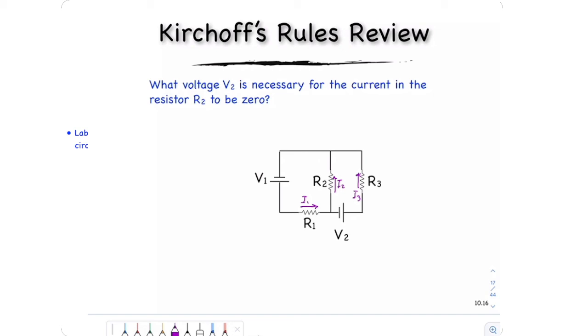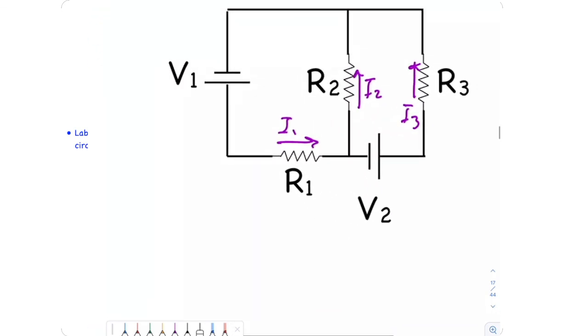So hopefully you have something that looks kind of like this. Don't worry about the direction of the arrows. It doesn't matter. If you drew your directions differently than I did, you'll just get signs that are in the opposite direction for your final answer. One thing I want to encourage you to do is to use some rule for how you label things. So the current through resistor R1, I'm going to call I1. The current through resistor R2, I'm going to call I2. And the current through resistor R3, I'm going to call I3.